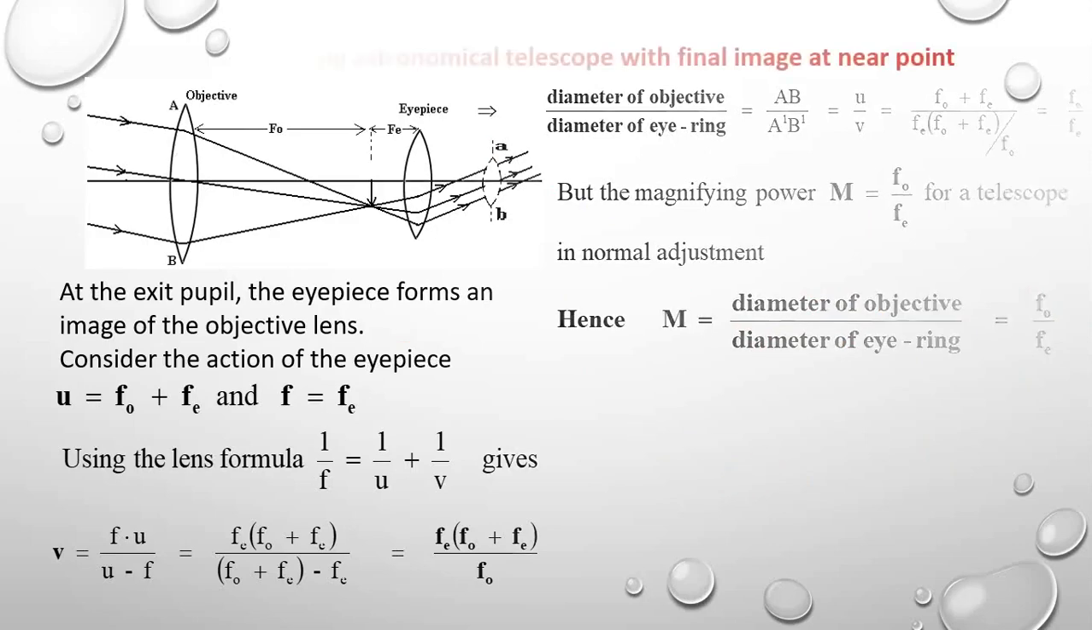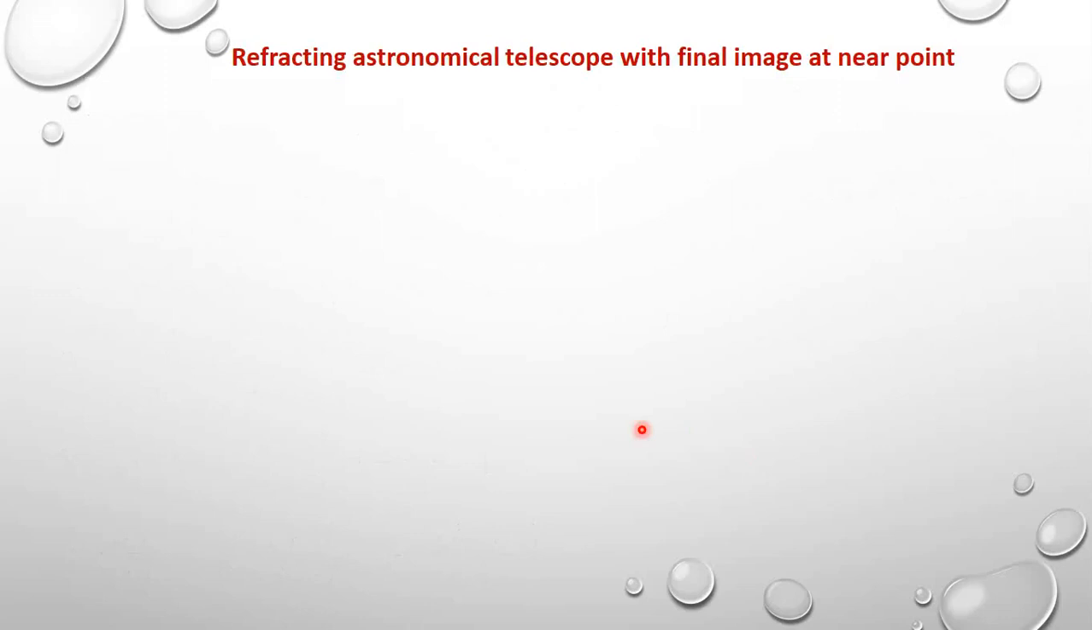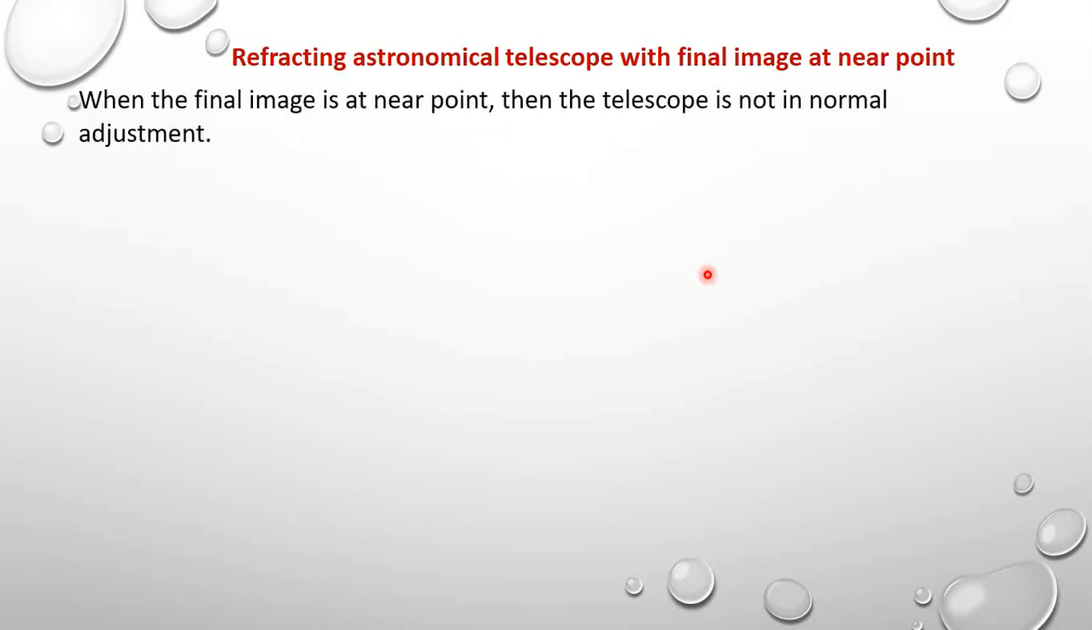Let us go ahead and look at the refracting astronomical telescope with the final image at a near point. When the final image is at a near point, the telescope is not in normal adjustment. So this is an astronomical telescope not in normal adjustment, where the final image is going to be at a near point. Remember our near point is a distance D from the eyepiece.